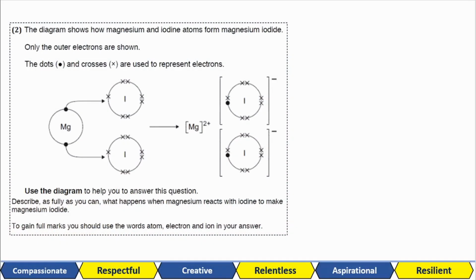Here's a past paper question. Jesus Christ. You've got this, it's cool, it's cool.